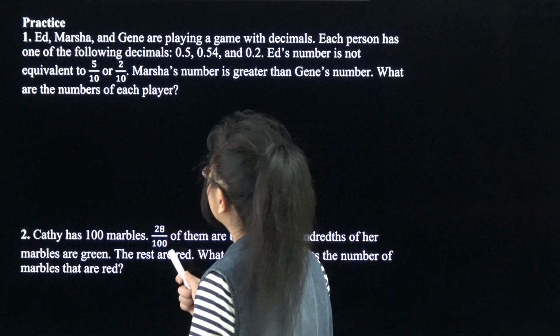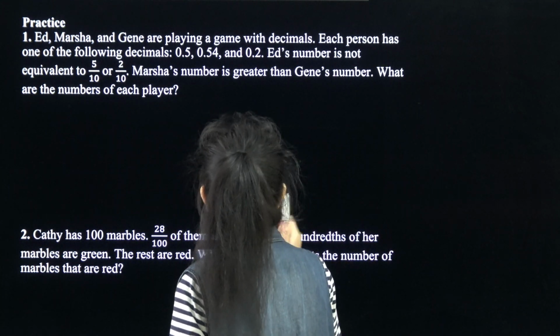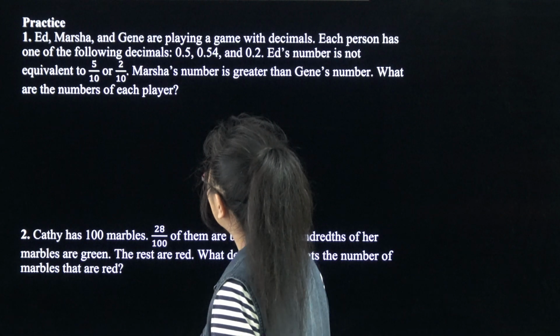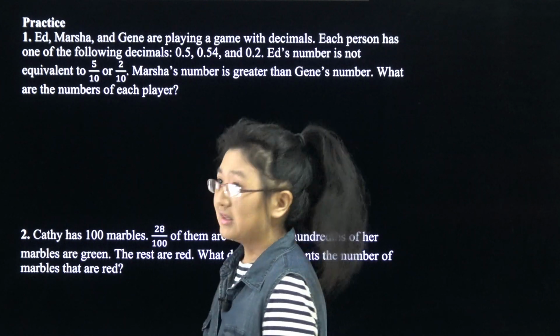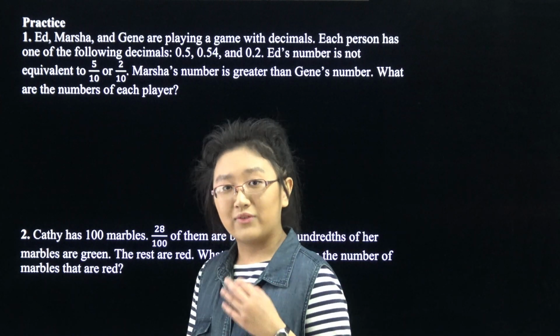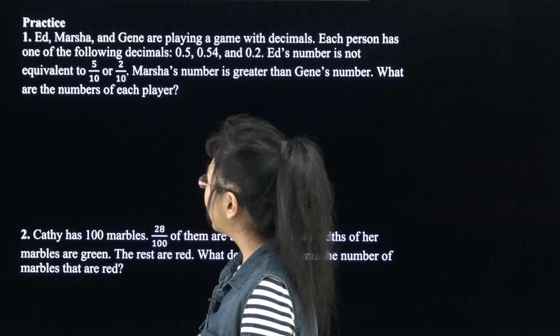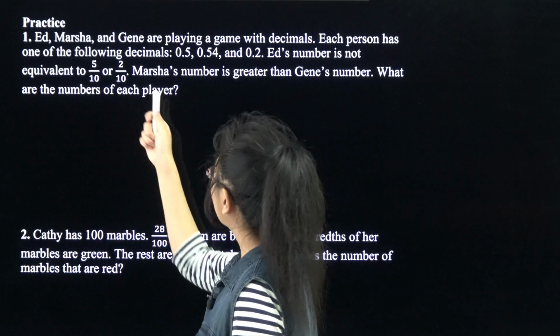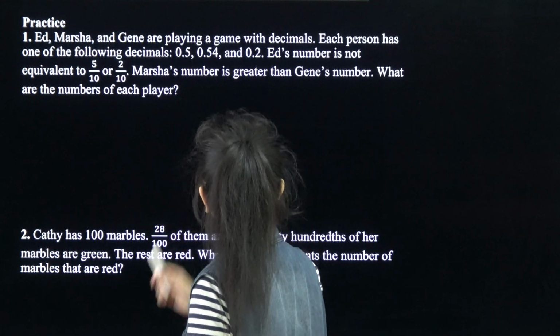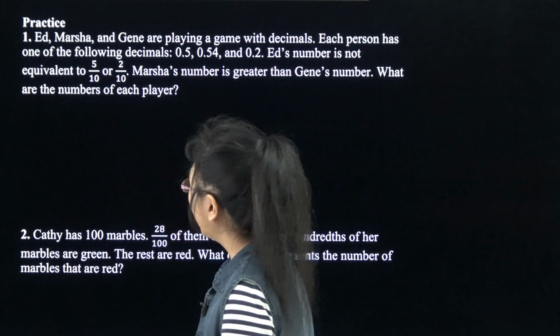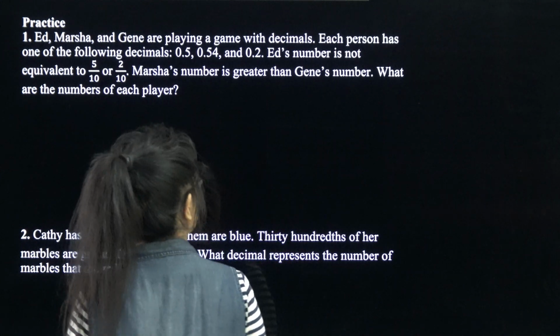Ed, Marcia, and Jean are playing a game with decimals. Each person has one of the following decimals: 0.5, 0.54, and 0.2. Ed's number is not equivalent to 5/10 or 2/10. Marcia's number is greater than Jean's number. What are the numbers of each player?